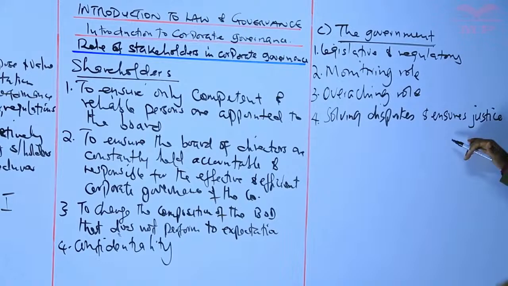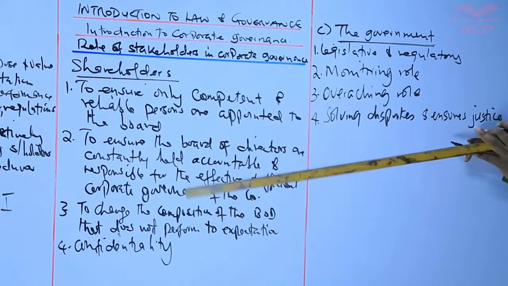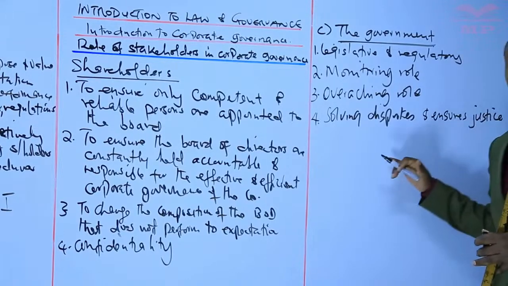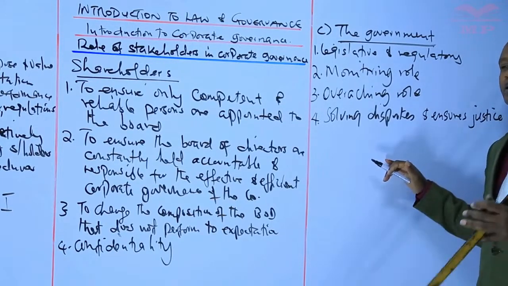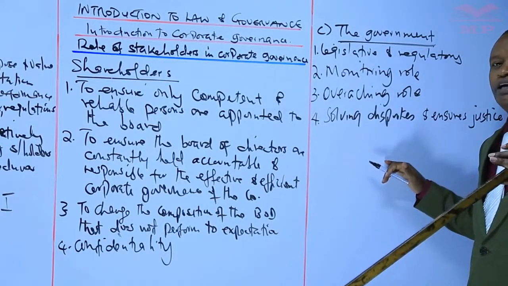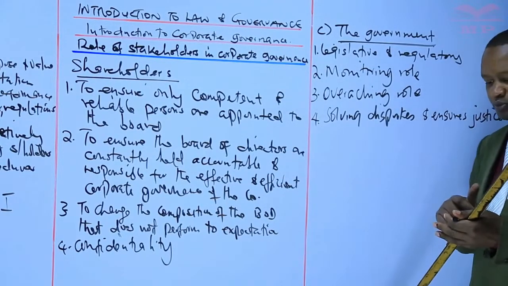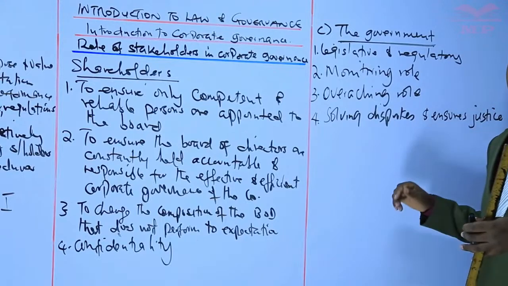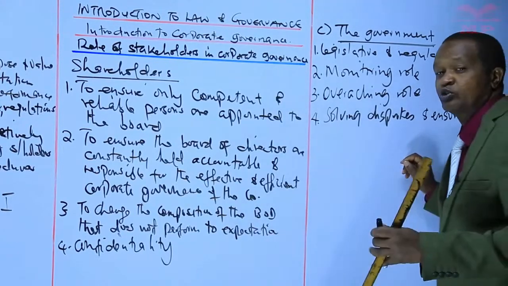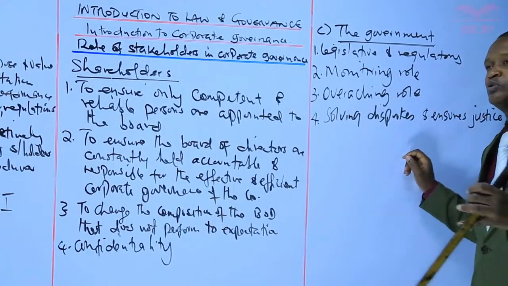So the government helps to bring justice in corporate leaders, because you know corporate leaders are from time to time involved in scandals. The government does what? Solves disputes among the corporate leaders, disputes between companies, disputes that may arise because of financial scandals, because of fraud.